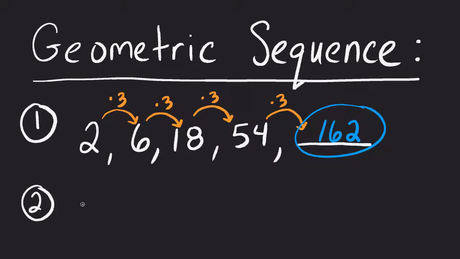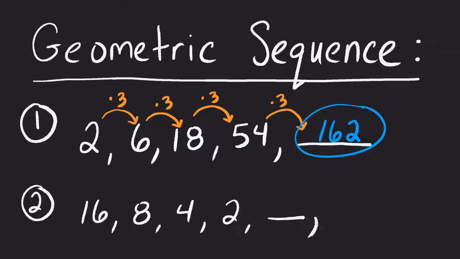Let's look at one like this. What happens if I start with large numbers and I'm working my way to smaller numbers? I want to complete this pattern. Well, I'm not really technically multiplying. I'm dividing by 2. But we can also say that I'm really taking half, right? Dividing by 2 is the same as multiplying by half.